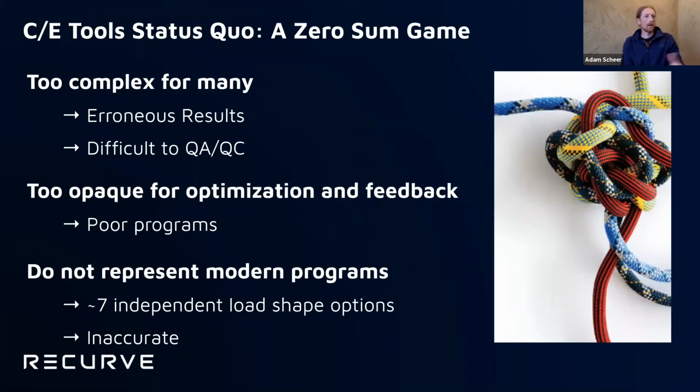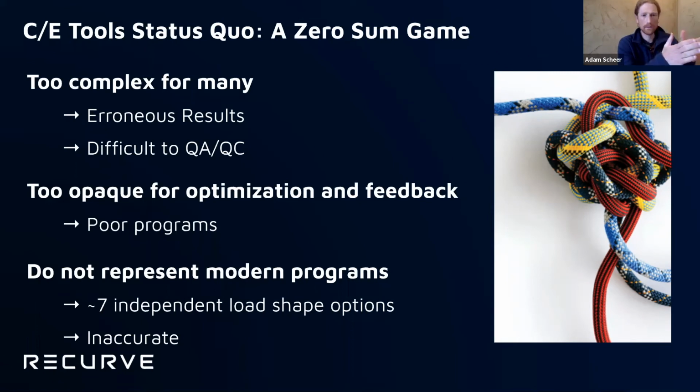So starting off with a status quo picture of cost effectiveness tools, cost effectiveness has become a little bit of a zero-sum game with respect to tooling. There's a lot that goes into a cost effectiveness calculation, and there's a lot that is important in cataloging what comes out of CE calculations, making sure that things are compliant. But if it's too complex, then ultimately the results can't be trustworthy. They can't be used for optimization. It's hard to know what's driving the results. So cost effectiveness has really become, from a tool standpoint, too complex for many users.